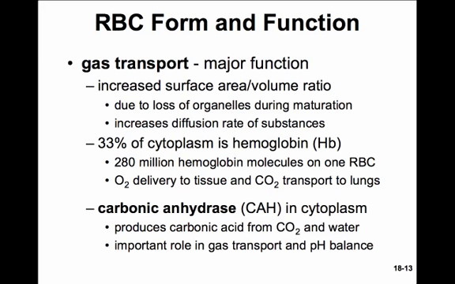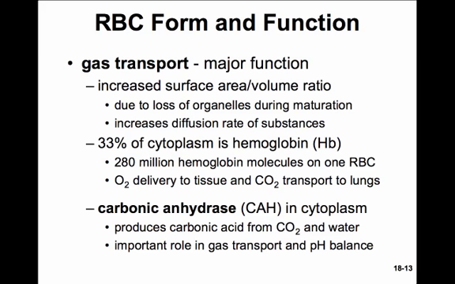They can transport a lot of gas because this increased surface area to volume ratio allows diffusion of carbon dioxide and oxygen into and out of the cell. Especially, it allows increased contact of oxygen with the hemoglobin molecules that we'll see inside the red blood cells. 33% of the cytoplasm inside the red blood cells is hemoglobin. That amounts to 280 million hemoglobin molecules in one red blood cell.